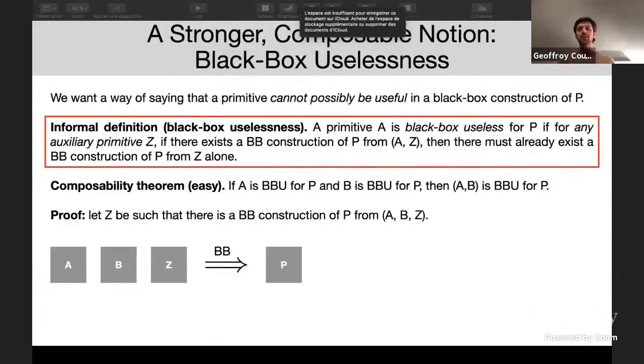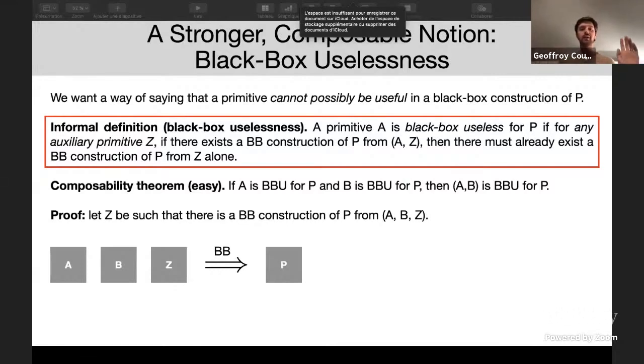Well, in our work, what we do is exactly try to introduce a notion that allows this composition, and we call it black box uselessness. Informally, a primitive A is black box useless for building another primitive P if for any auxiliary primitive Z, if we have a black box construction of P from A together with Z, then we must already have a black box construction of P from Z alone.